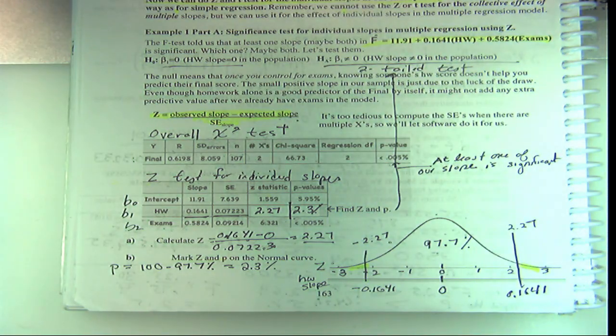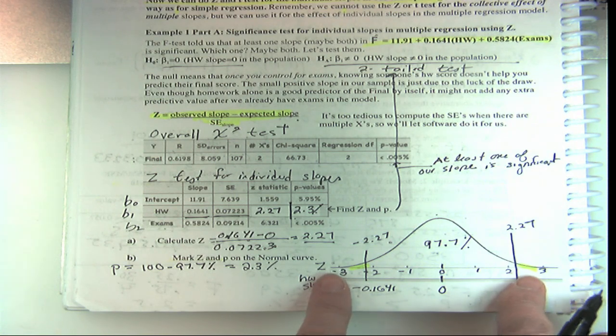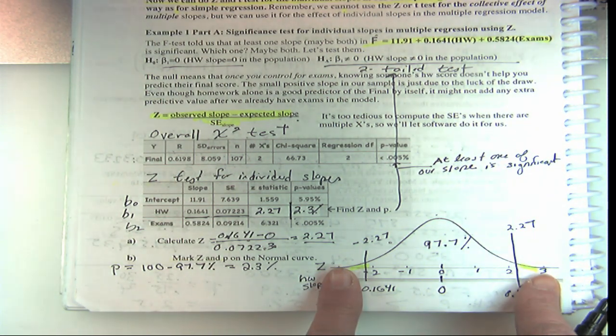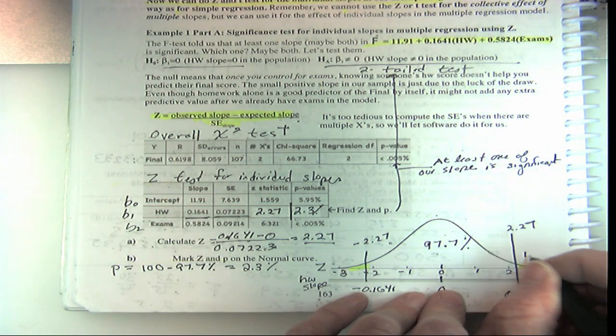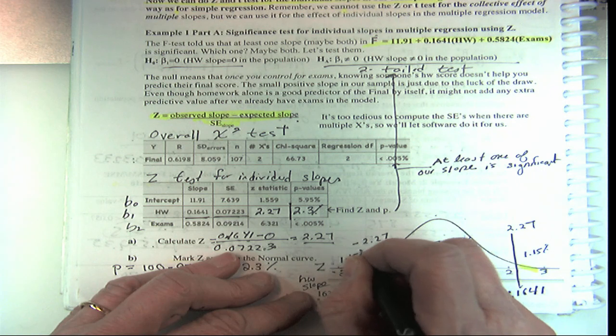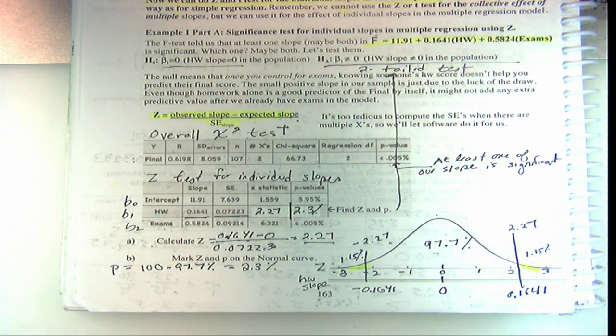Because it's two-tailed, we're using both sides. And so that means that if we were doing a one-tailed test, we'd divide that in half, right? And we'd have 1.15% there and 1.15% there. Okay. Any questions on that?